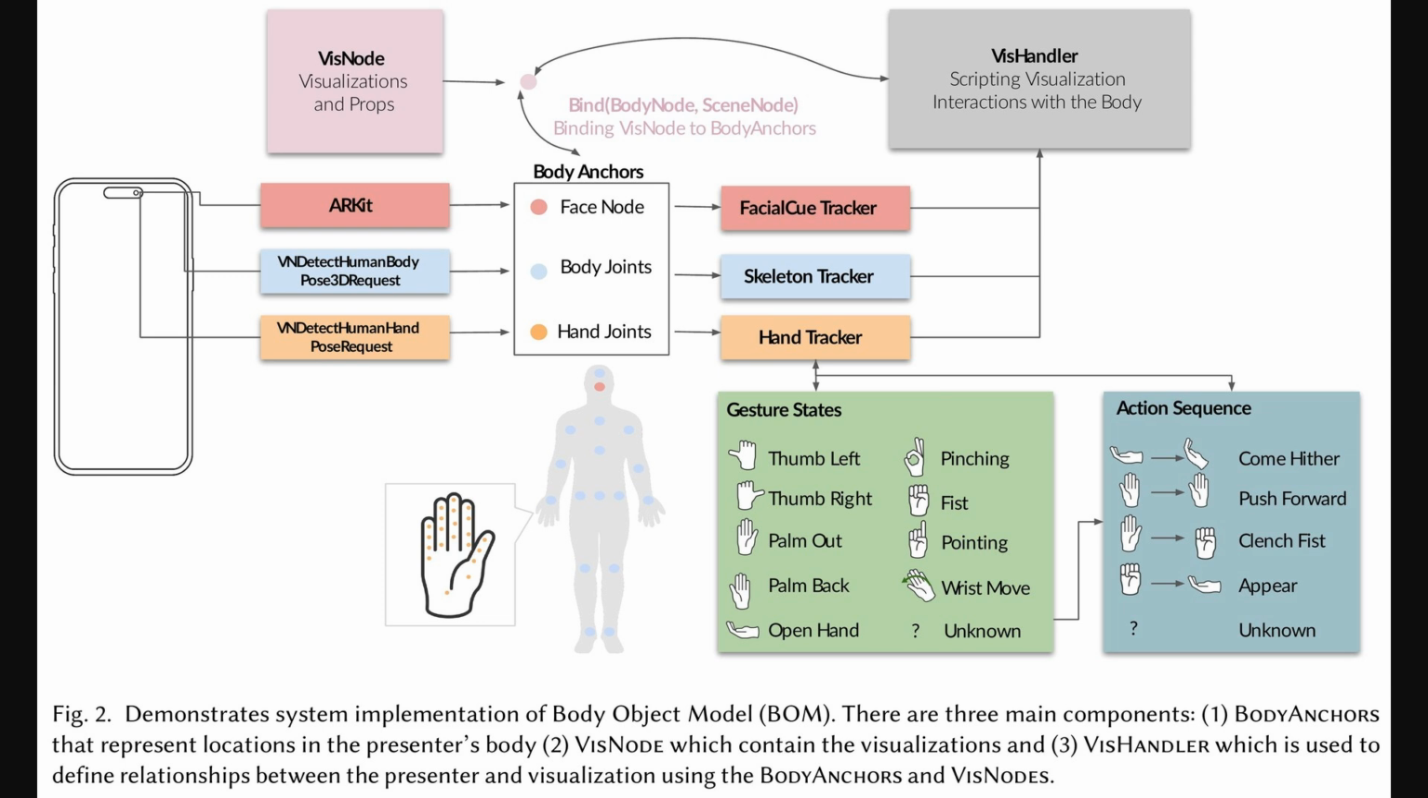So, to make this happen, the researchers developed that body object model we mentioned, and this figure shows its system architecture. It has 3 key parts. First, body anchors. These are specific points on the presenter's body, like joints or hands, detected using ARKit, which is Apple's augmented reality toolkit. Second, Viz nodes. These are the 3D visualizations themselves. And third, the Viz handler. This component scripts how the Viz nodes interact with the body anchors, responding to the presenter's gestures and actions. It is how the visuals become tied to the person.